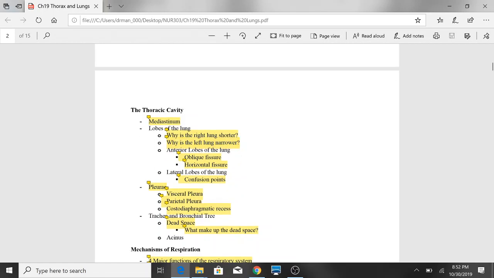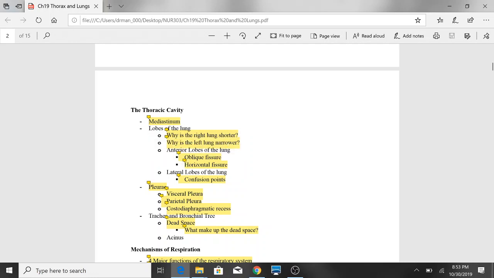You got anterior lobes of the lung. You got the oblique fissure, which crosses the 5th rib in the mid-axillary line and terminates at the 6th rib. It says 7th, but it's the 6th rib in the mid-clavicular line. And the horizontal fissure basically divides the right upper and middle lobes. Let's look at lateral lobes of the lung.